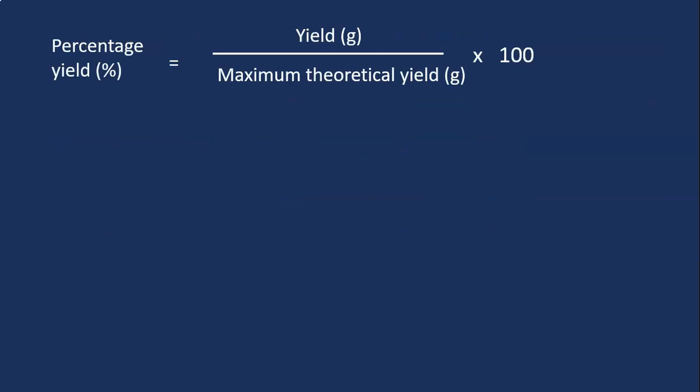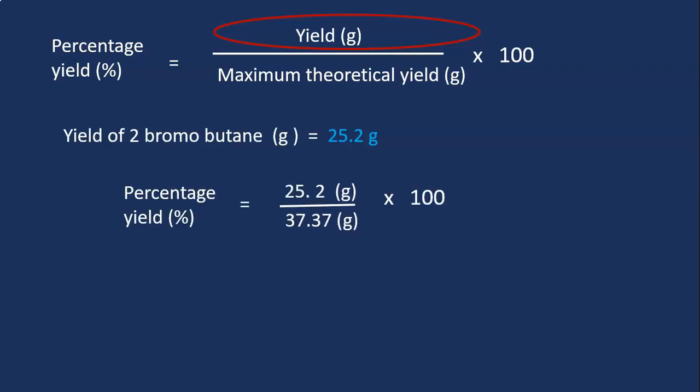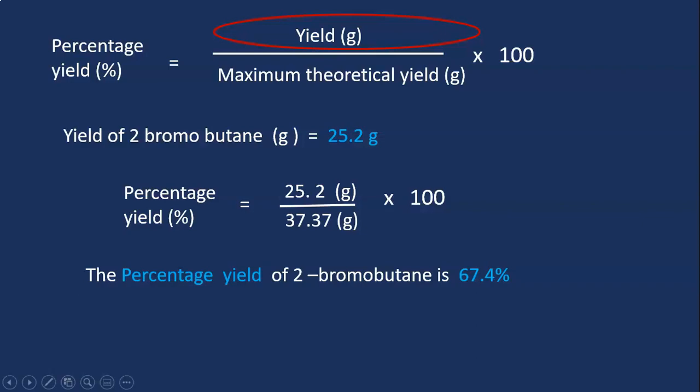We can now calculate our percentage yield. We're given the actual yield in the question: 25.2 grams of 2-bromobutane was obtained. Substitute the actual yield and the maximum theoretical yield into the equation. This gives 25.2 grams divided by 37.37 grams multiplied by 100. This gives the percentage yield of 2-bromobutane as 67.4%.